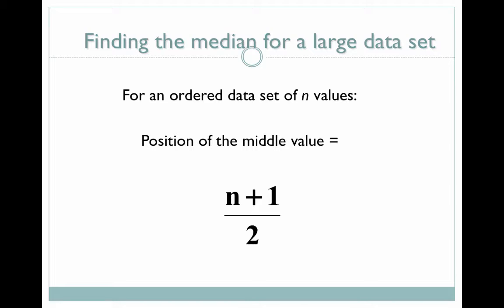Well, what if you have a really large data set? What if we had 99 values? Well, you would still need an ordered list, and then you would need to count into the middle value, and the way you can find where that's going to be is you do n plus 1 over 2. So if I had 99 values, I would do 99 plus 1 is 100, divided by 2 is 50, and then I would count into my 50th term.